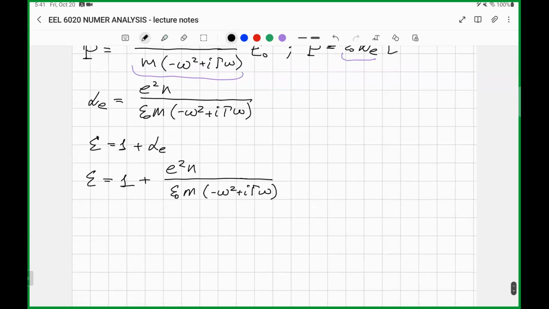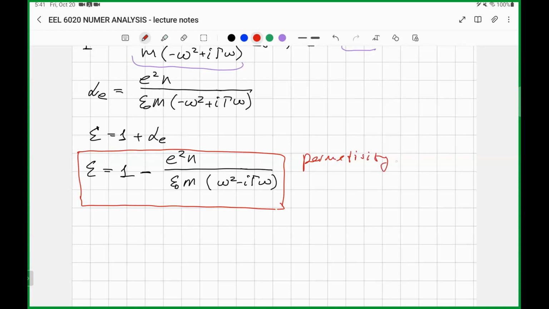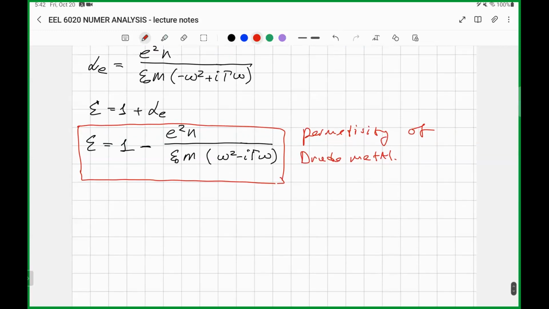This formula is usually written in a way where we take this minus from the denominator in front of this ratio. So let us take this minus from here. So it's going to be plus here, minus here, and minus here. Okay, so this is the final formula for the permittivity of, let's say, a Drude metal, or an ideal metal, or a metal that is described as a plasma.